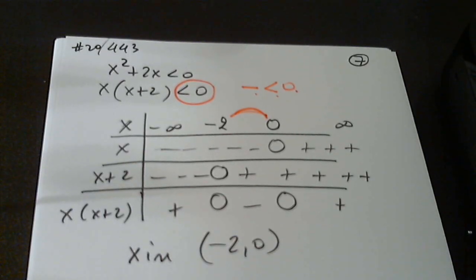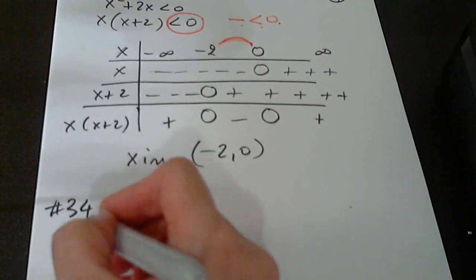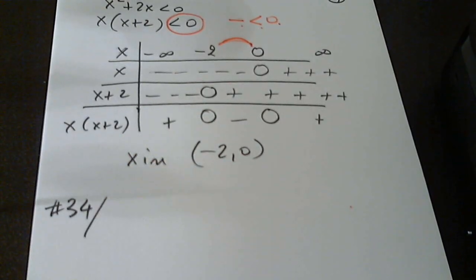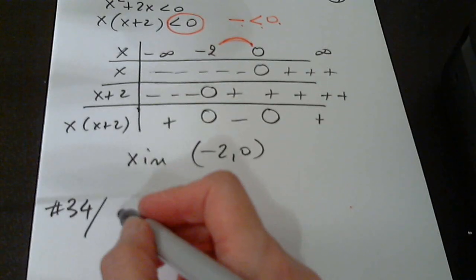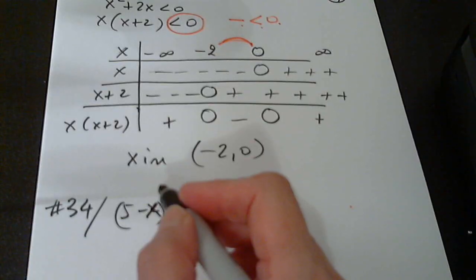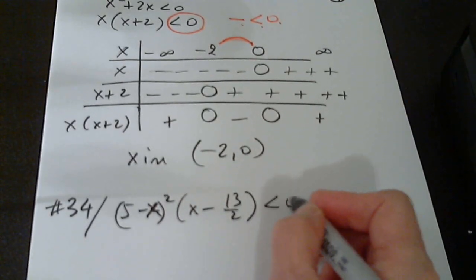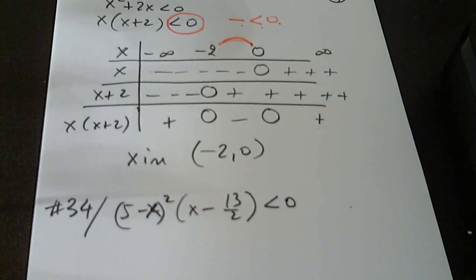Okay, let's choose. Maybe we should. Yes. 30. Which one? 34. 34. Very good. Let's continue with 34. This is like a puzzle. Yes, there are other methods. 5 minus x everything squared and x minus 13 halves less than 0. Perfect. Good.